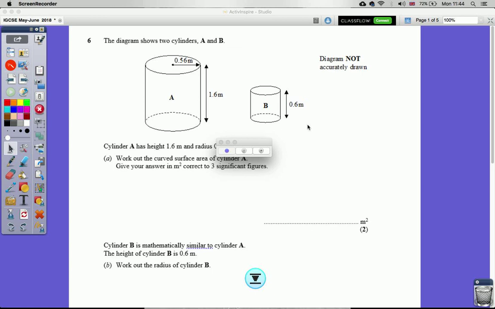Okay, welcome back. We are now going to our second segment where we'll be solving the next five questions, question number six to question 10.